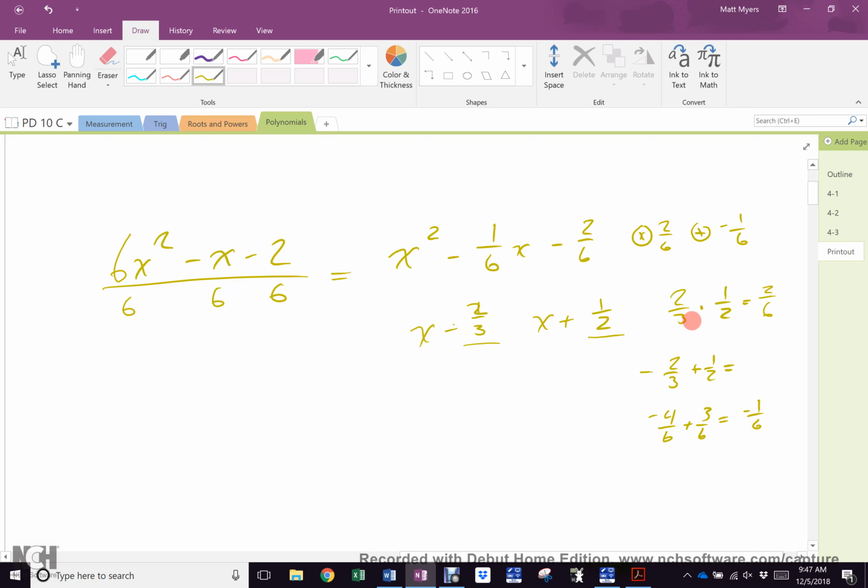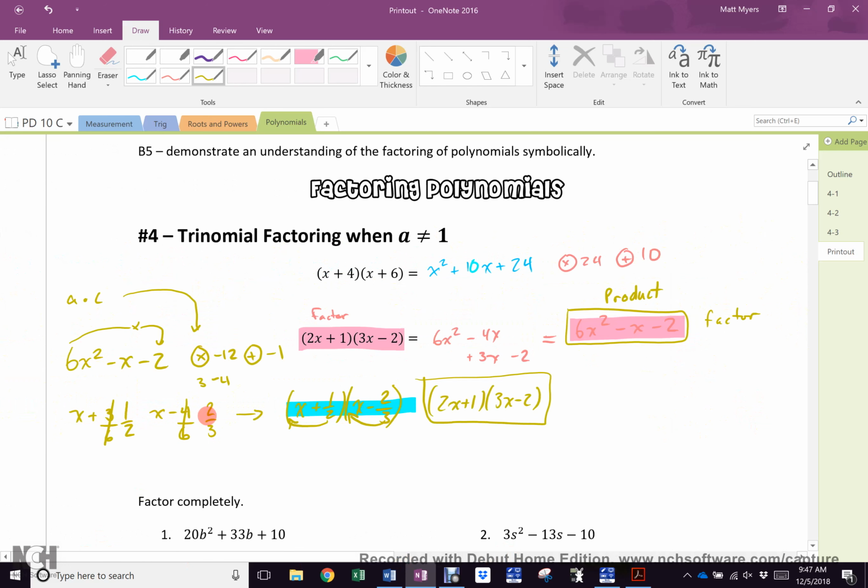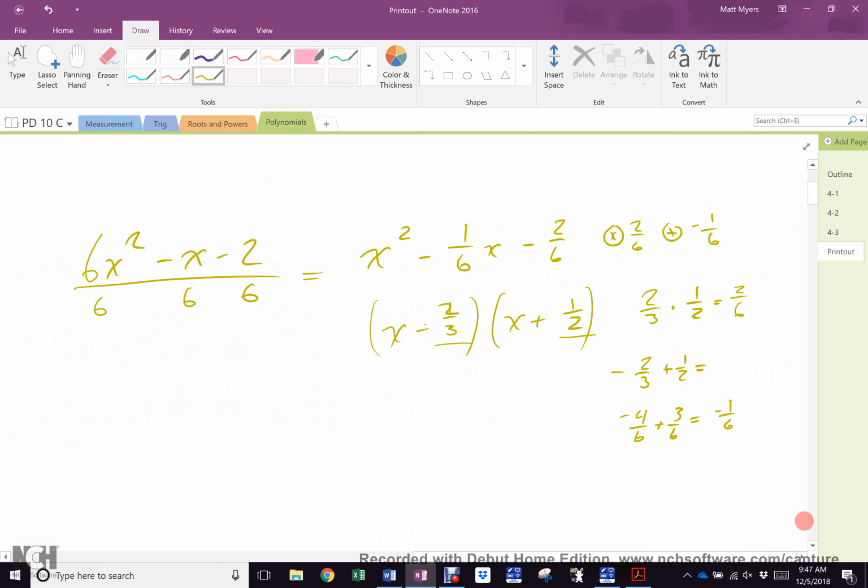Everybody cool? So that gets me the same thing as I got right here using this method that we already know and no fractions. Everybody cool? So we can still do it with fractions. It's just barfy. Yeah? All right.